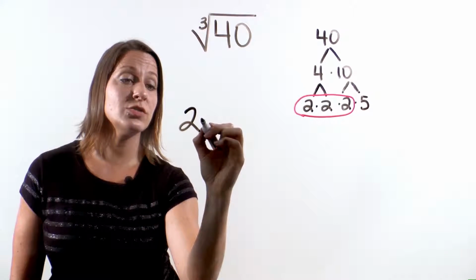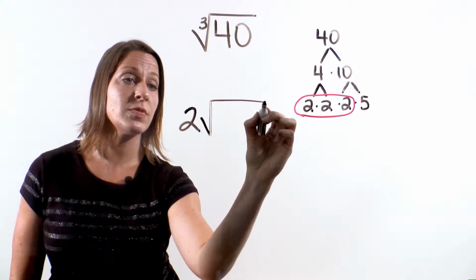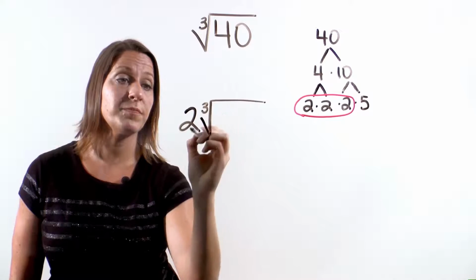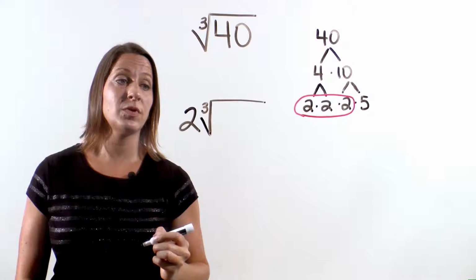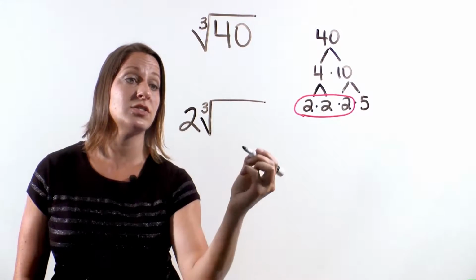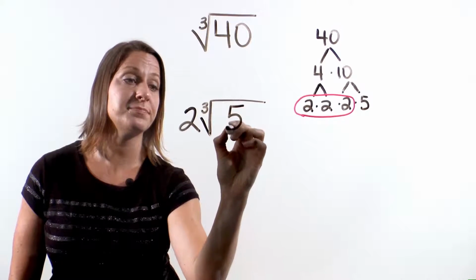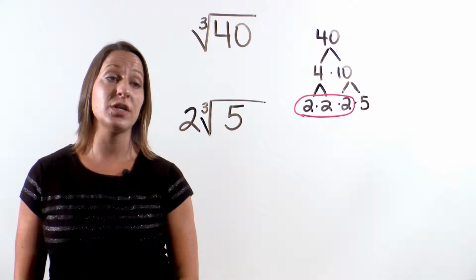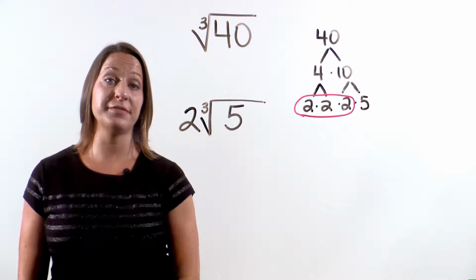Next, we're going to draw our radical symbol. Don't forget to put the little 3 to represent the cubed root. And any number that did not have a set of 3 goes on the inside, which is our 5. So our final answer is 2 cubed roots of 5.